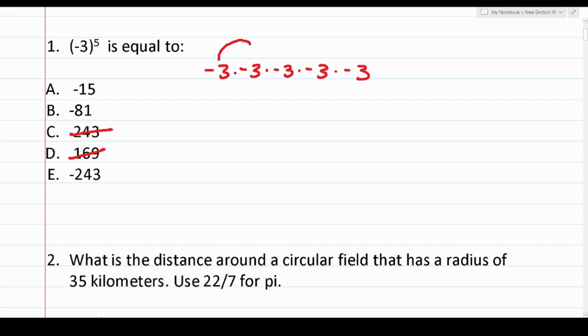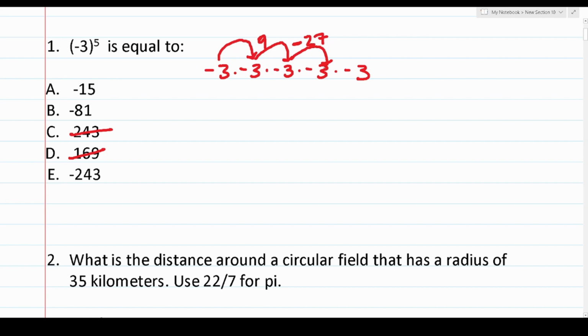We have -3 times -3. Negative times a negative is a positive. 3 times 3 is 9. Okay, let's go ahead and multiply 9 by -3 now. Positive times a negative is going to result in a negative. Specifically, 9 times -3 is going to be -27. Let's go ahead and keep working this out.